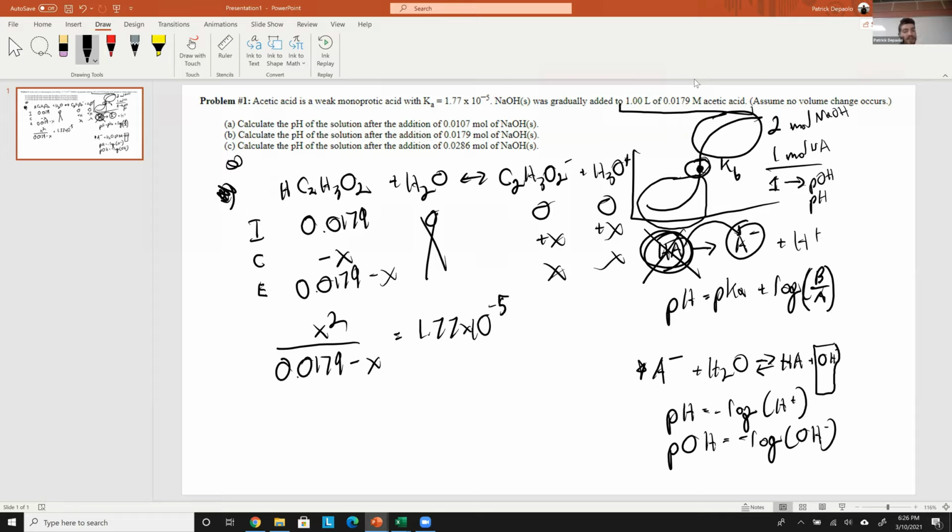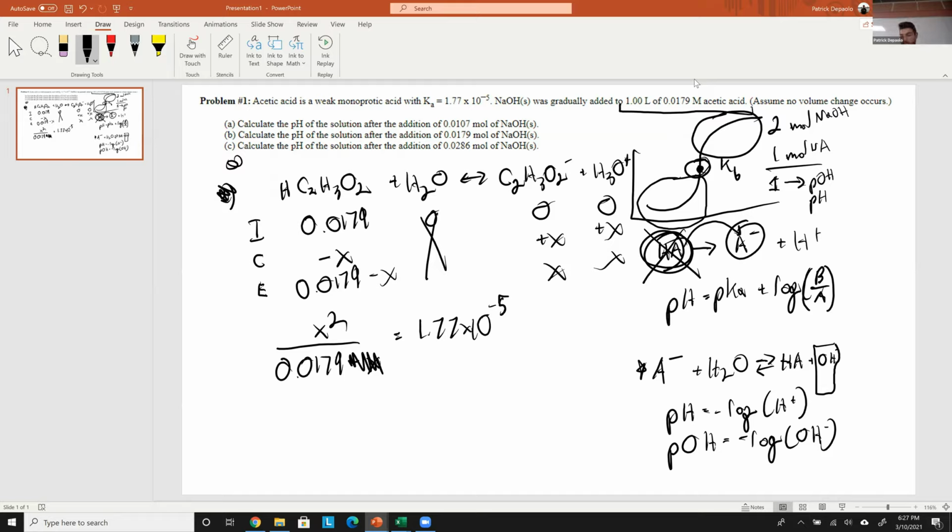Now we're going to solve for X. But since the initial concentration, 0.0179, is around 10 to the negative 2, and the Ka is 10 to the negative fifth, that is a 1,000-fold difference. So again, on the cusp, but the ratio is large enough that we can ignore this X. And if you don't ignore the X, you'll get a pH that is very close, within the tolerance of 0.01.